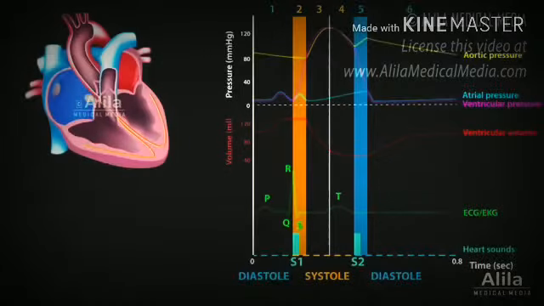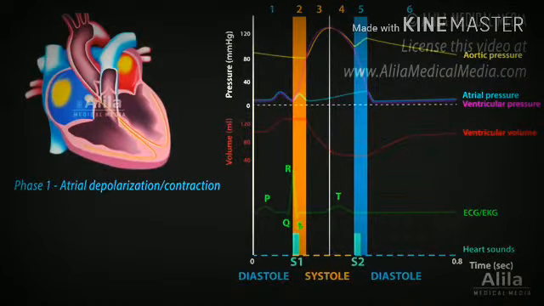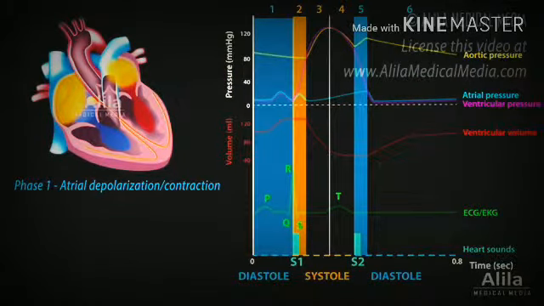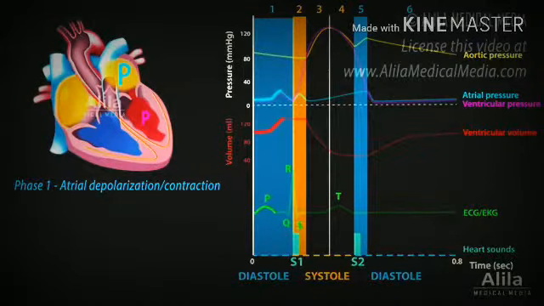The cycle is initiated with the firing of the SA node that stimulates the atria to depolarize. This is represented by the P wave on the ECG. Atrial contraction starts shortly after the P wave begins and causes the pressure within the atria to increase, forcing blood into the ventricles. Atrial contraction, however, only accounts for a fraction of ventricular filling, because at this point the ventricles are already almost full due to passive blood flow down into the ventricles through the open AV valves.